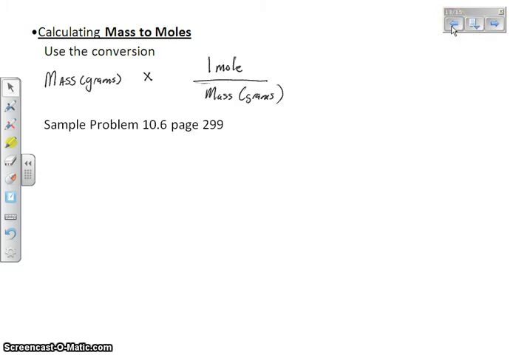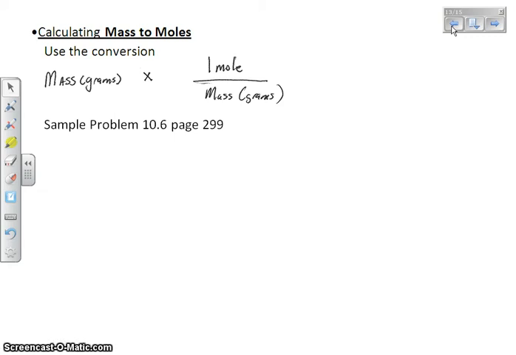All right, so let's take a look at 10.6, page 299. When iron is exposed to air, it corrodes to form red-brown rust. Rust is iron 3 oxide, Fe2O3. How many moles of iron 3 oxide are contained in 92.2 grams of pure Fe2O3?